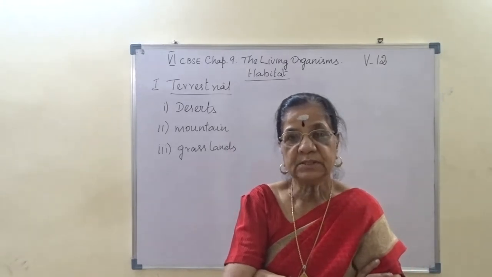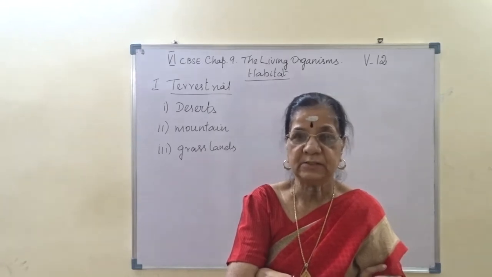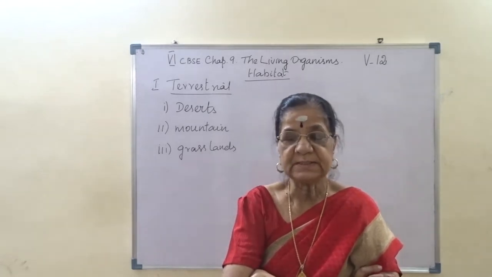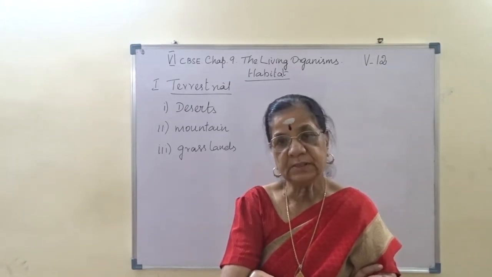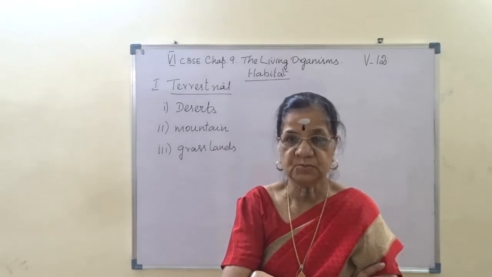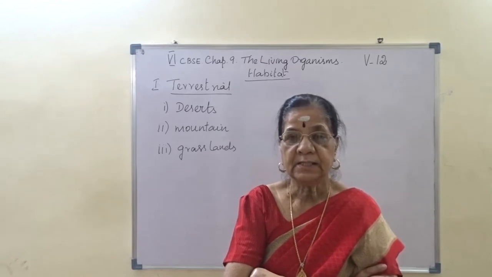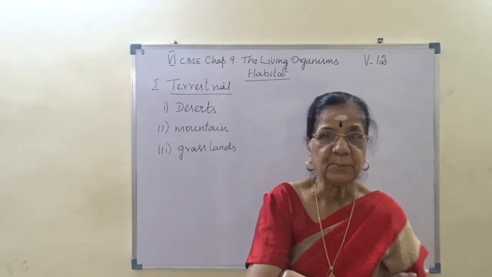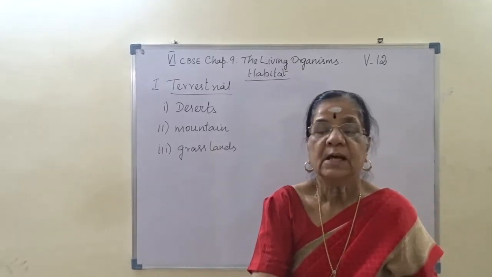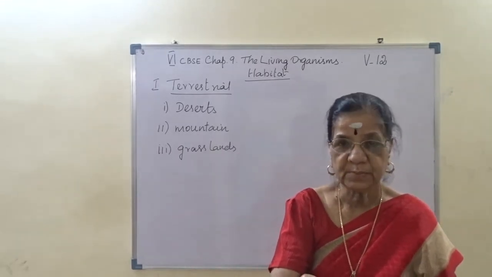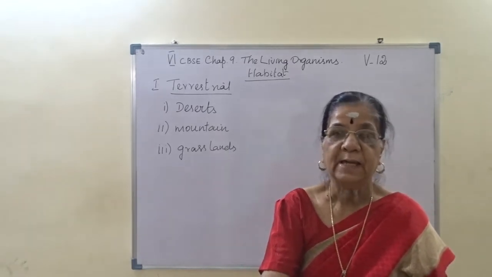What is a habitat? It is a place where living organisms live. What does it mean? We are living in a house, is it not? And fish live in water, and higher animals like lion, tiger, leopard, they are all living in forest. Like that, organisms, plants and animals, where they live, it is called habitat.